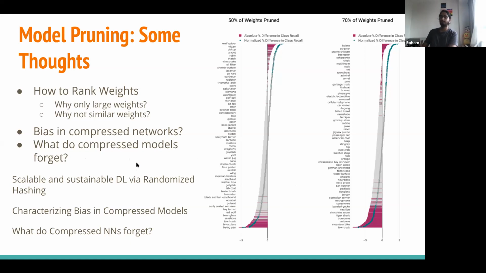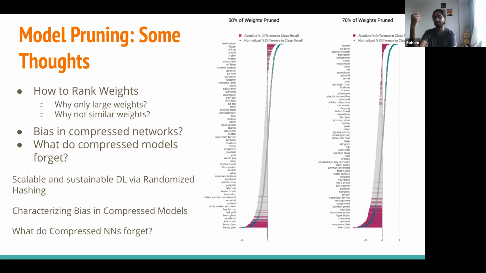This paper is also by the same researcher, Sarah Hooker. And the conclusion from all of this is that when we prune a network, the network tries to optimize for those classes that it sees more. So if there's a class, let's say in the CelebA database, there were more male images as compared to female.